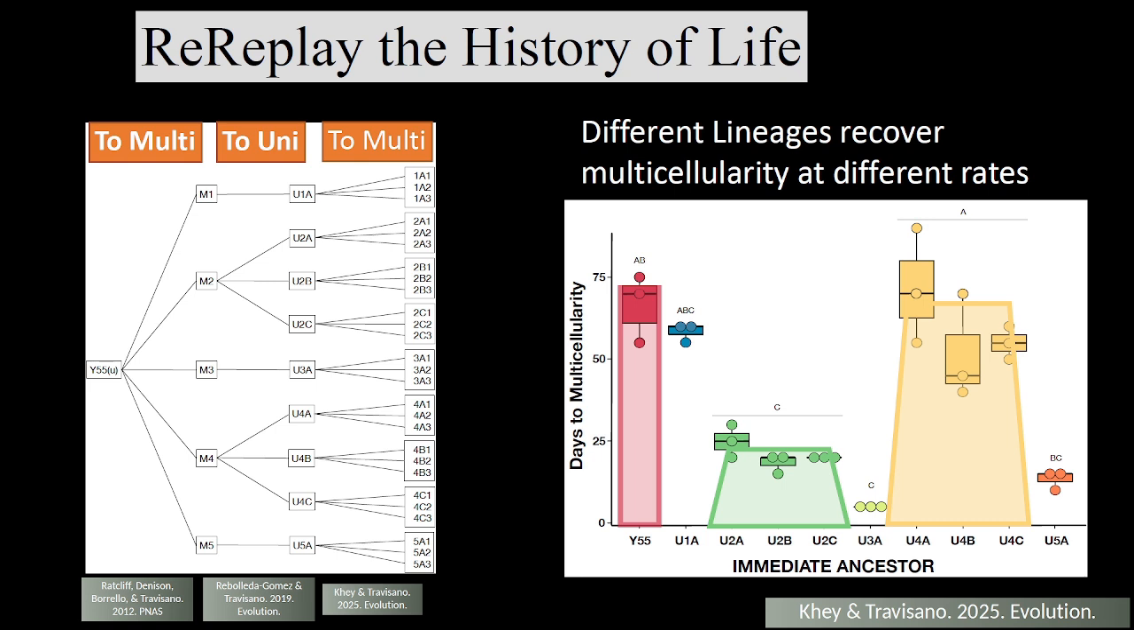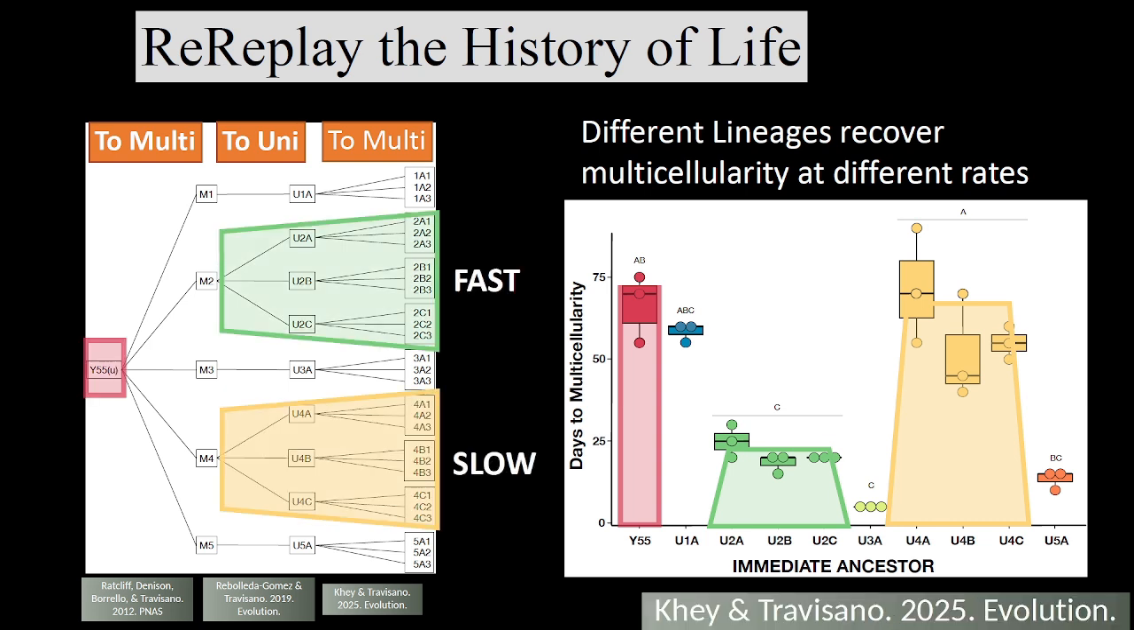We made it a little harder to evolve multicellularity to see if it would matter. So this is not exactly the same selection, but it's pretty close. And the thing that I want you to see, these are the slow guys. These are the fast ones. They evolve multicellularity quickly. These ones evolve multicellularity slow. All the slow ones have this ancestor. All the fast ones have this ancestor.